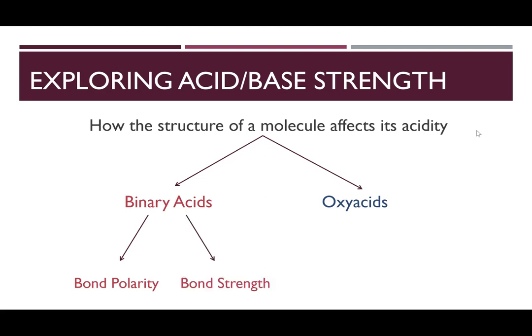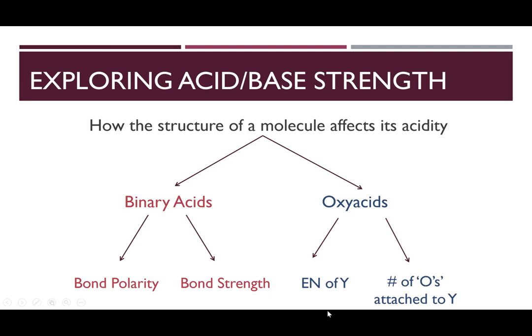For binary acids, we're going to talk about two different things that affect the strength of the acid. We're going to talk about bond polarity. So what's the difference in the electronegativity of those atoms? And we're going to talk about bond strength. So how strongly are those two atoms connected to one another?